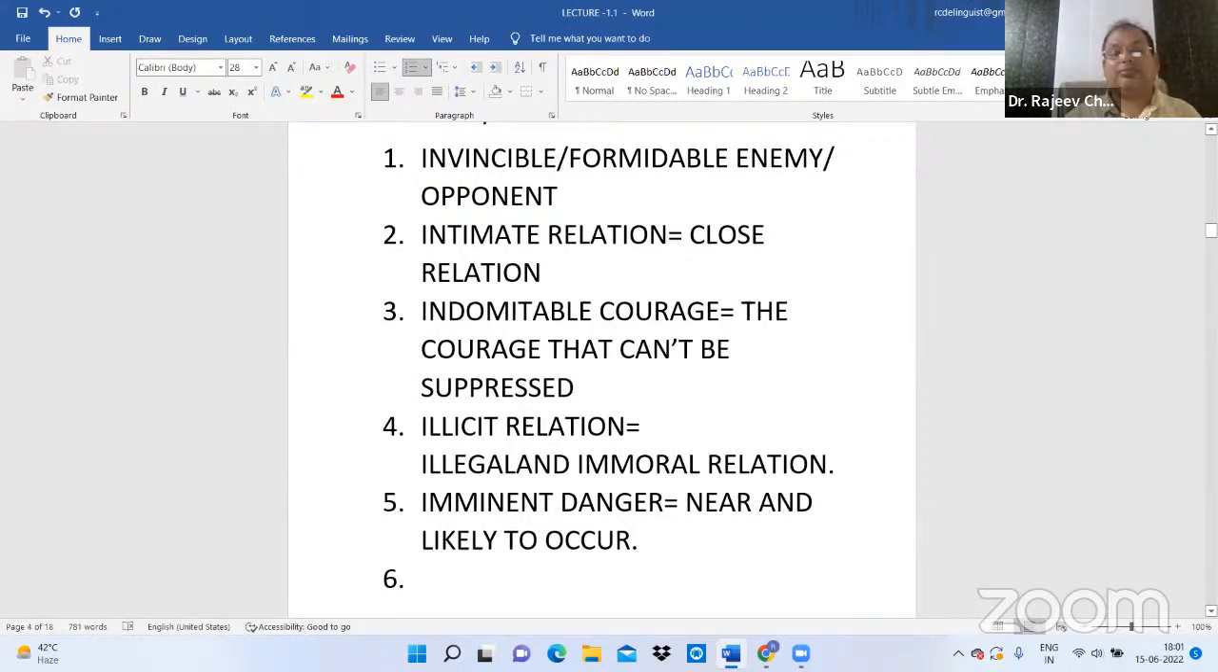Are they useful? Yes, sir. His enemy was invincible. So he thought that he would establish an intimate relation with him, and he would also gain indomitable courage. But when that invincible enemy told him to establish an illicit relationship, then he could notice imminent danger. And then he abandoned it. Sara ban gaya? Aise aapko bana. It's a nice example, sir. Yes. Like this, you have to frame up sentences.